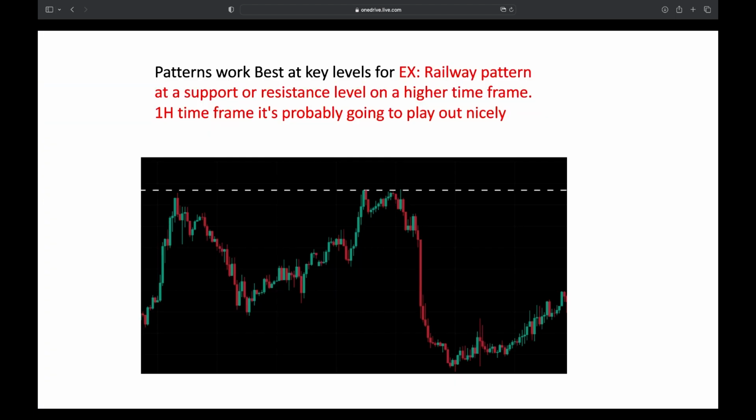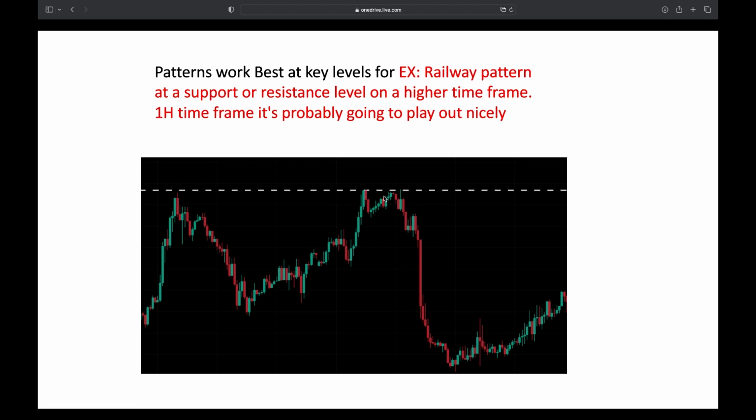Patterns work best at key levels. For example, a reversal pattern at a support or resistance level on a higher time frame, like a 1 hour time frame, it's probably going to play out nicely. Now in this example, we're using the double top.